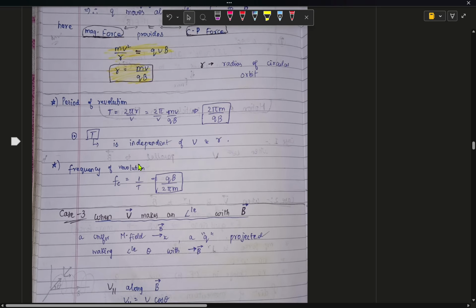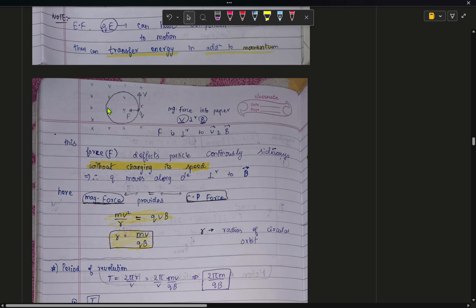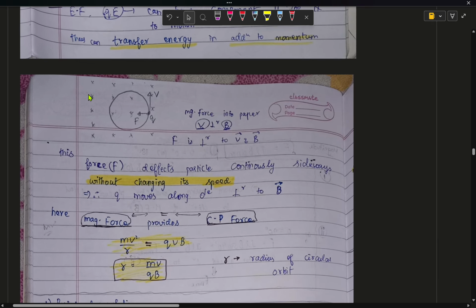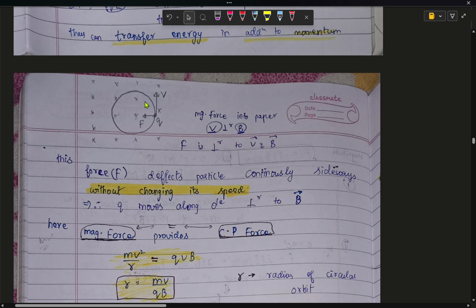You see, in this case, the magnetic field is acting going into the paper. We have a charge Q over here. If the velocity of the charge is in this direction, continuously the direction of the velocity of this charge will get deflected. So the particle eventually follows a circular motion. This force deflects the particle continuously sideways without changing its speed.